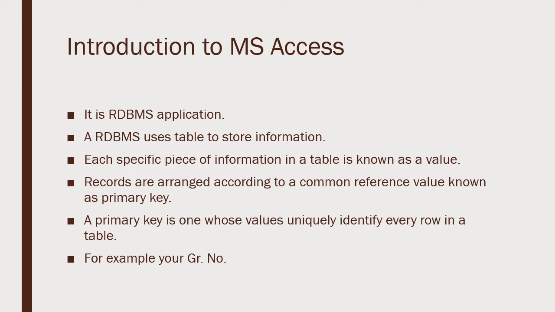But according to our syllabus, we have to follow the 2007. But those who have 2019 or Office 365 can also use it, because 365 and Office 19 include 2007 features also. So don't be confused. Those who have Office 365 or 19 are able to use this Access 2007. Okay, so these things we have to always keep in mind.